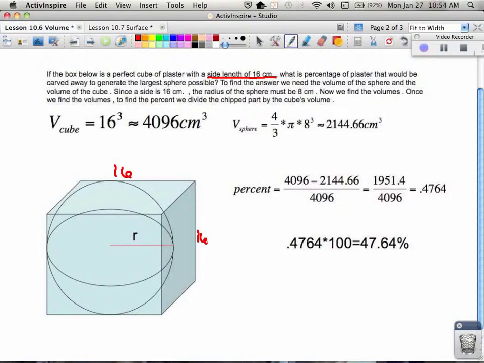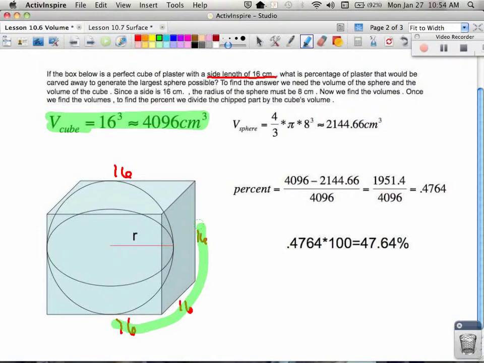And to find that, we need the volume of the sphere and the volume of the cube. So, as we look at this, the volume of the cube, since we have an edge length of 16, is just 16 times 16 times 16, or in other words, 16 cubed. So here's the volume of my cube, 4,096. And that was taken by getting the 16 times the 16 times the 16, or in other words, the area of the base times the height.